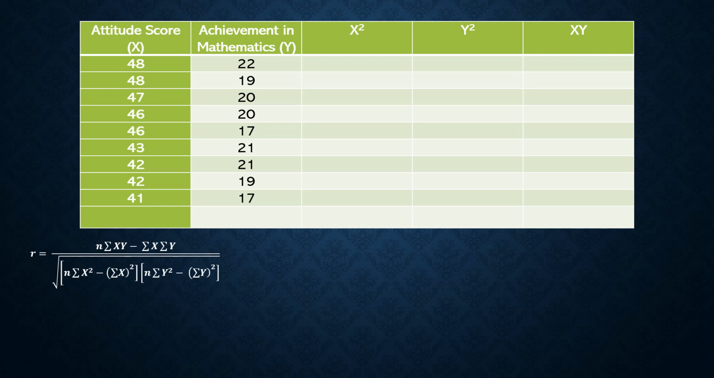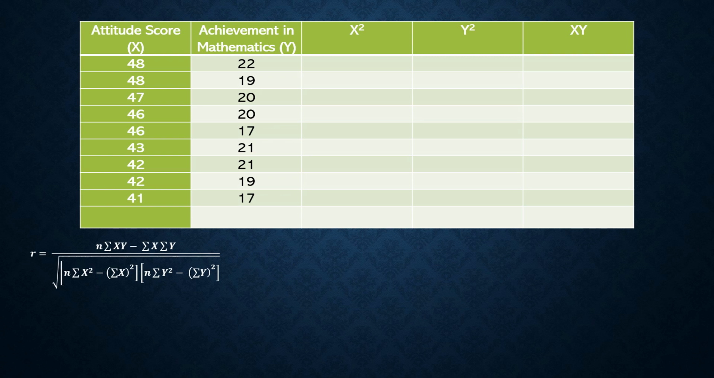Maybe they get the attitude score using a Likert scale or using an instrument wherein the students are going to assess themselves regarding their attitude in mathematics. And this achievement in mathematics may be dealing with the achievement score in a mathematics examination.